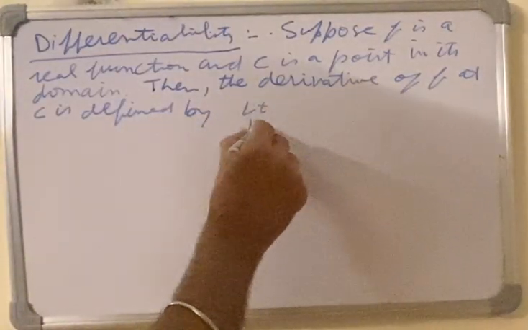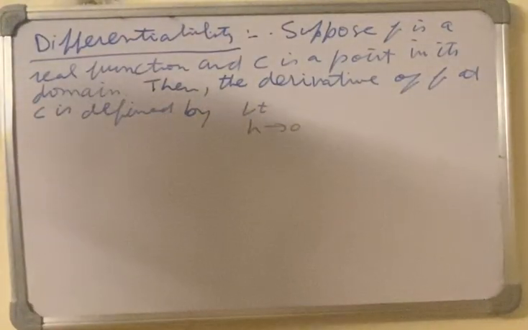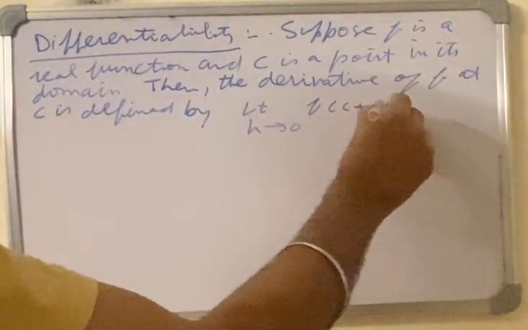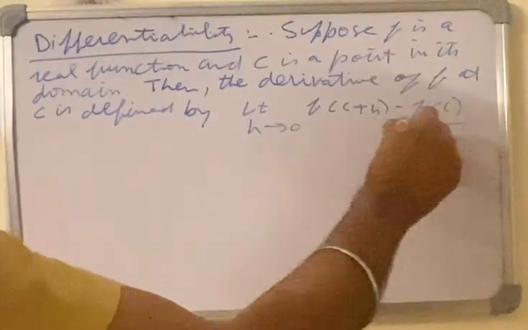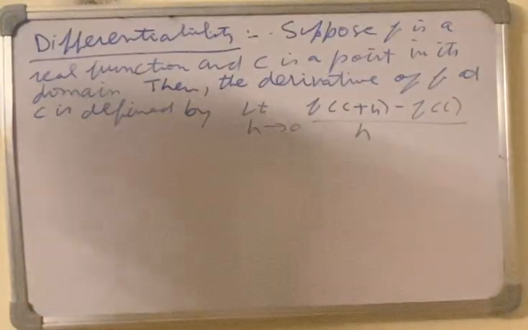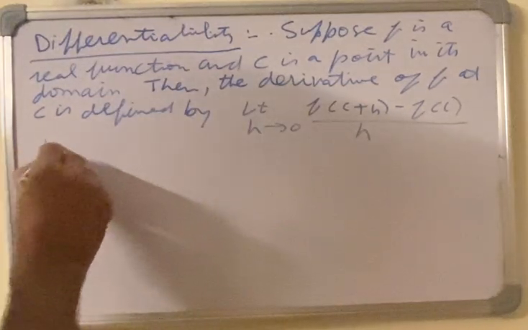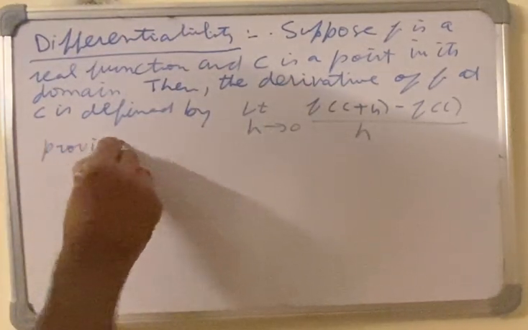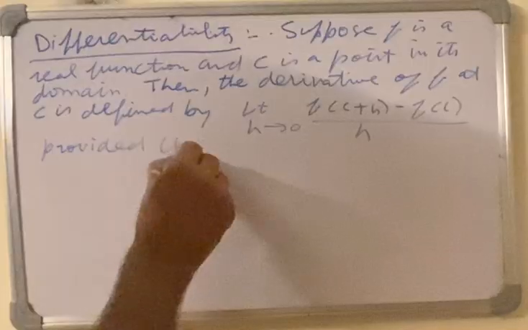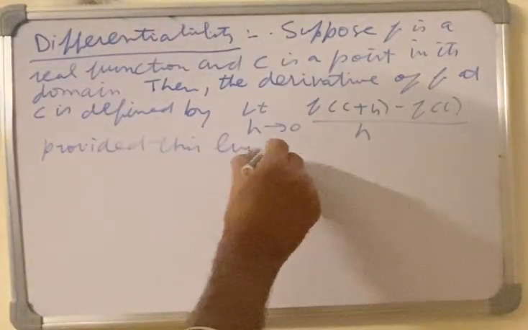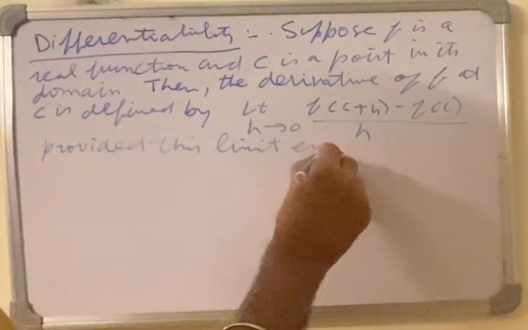limit h approaches 0, f(c plus h) minus f(c) over h, provided this limit exists.